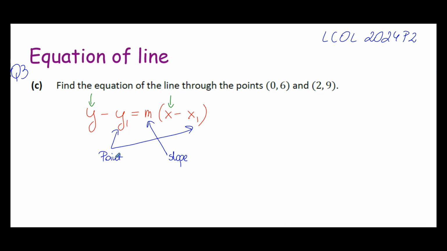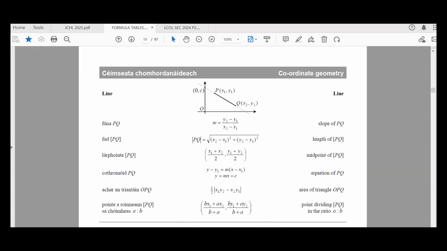Yes, we actually have 2 points, so we can pick one of them. It doesn't matter which one, it will be the same. So let's pick (0, 6), which makes it easier with 0. And then we don't have a slope. So how do we find the slope? The same, we go to the table and pick our formula. The very first formula is the slope.